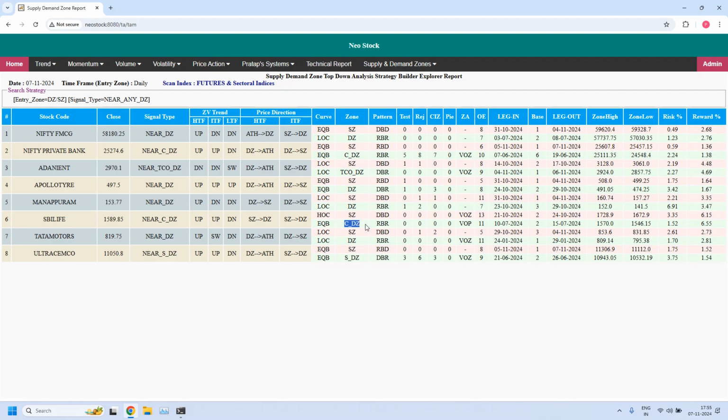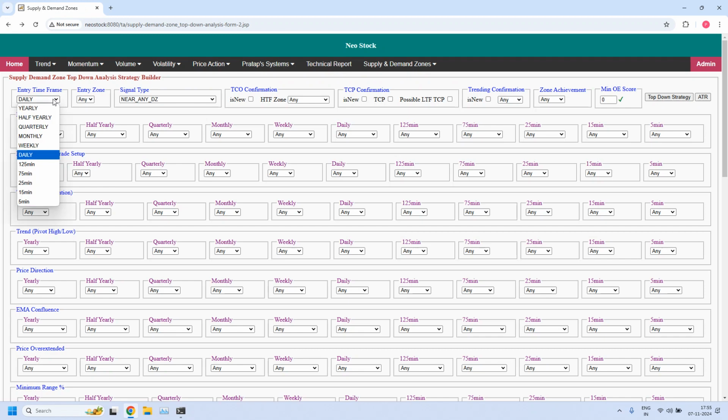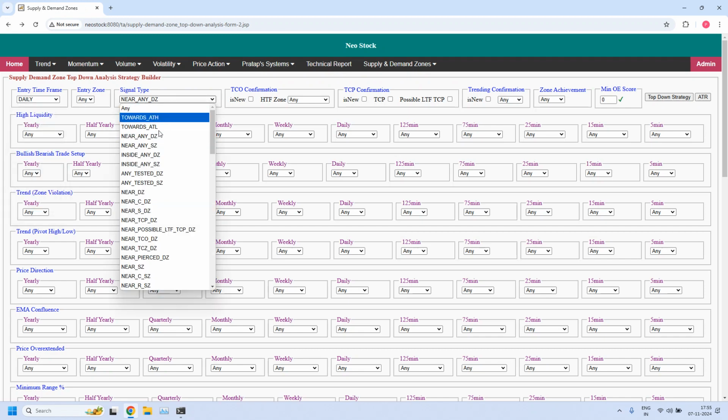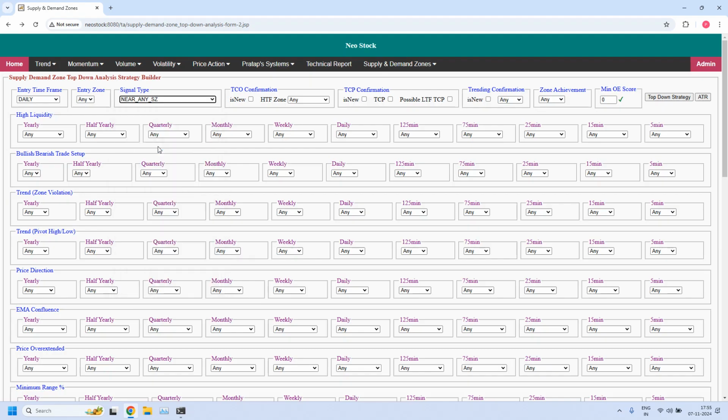So SBI Life is having a high liquidity zone, and Ultra Cement is also having a high liquidity zone. That means we have 2 valid high liquidity zones from the daily time frame. These are the demand zones, daily demand zones. Okay, next for daily time frame, let us find the stocks where stocks are near to the daily supply zones.